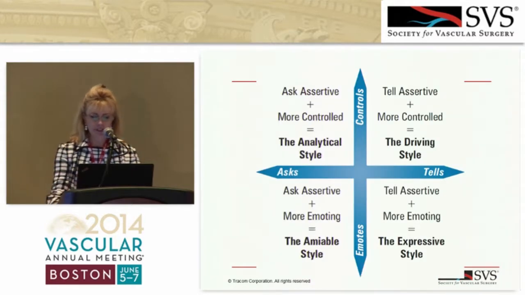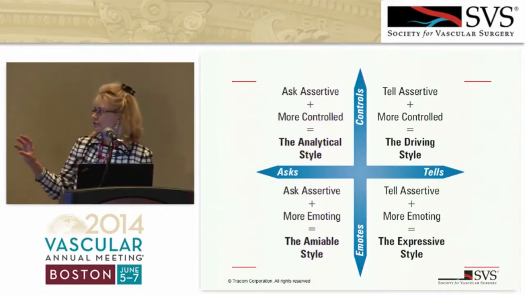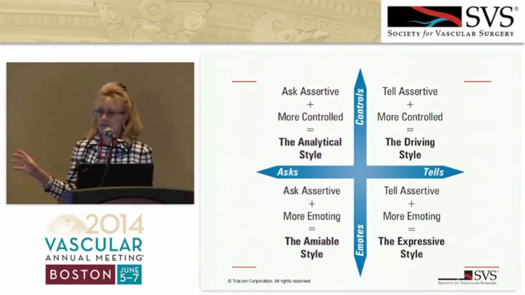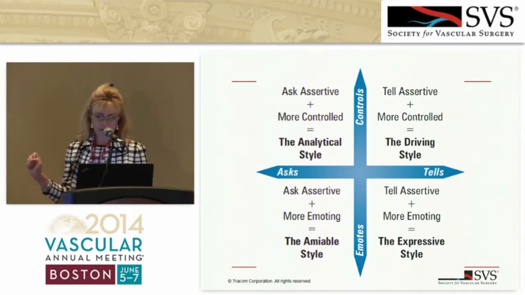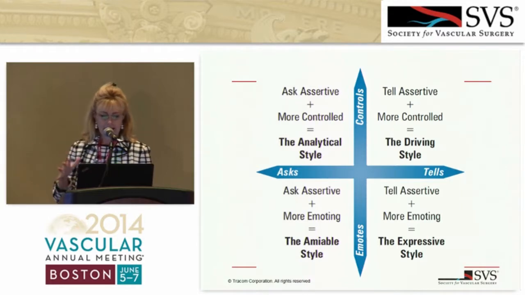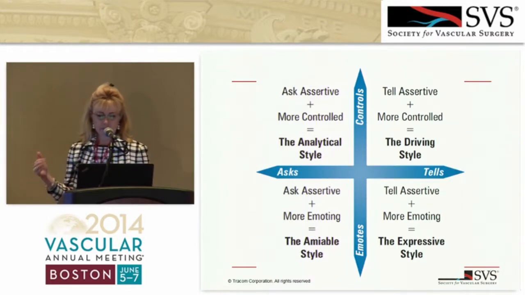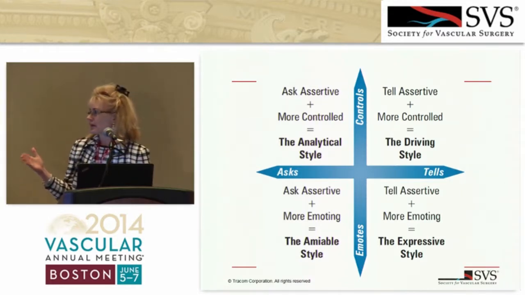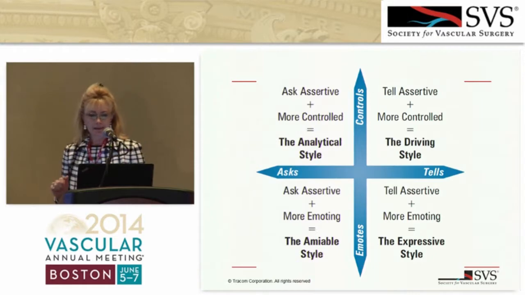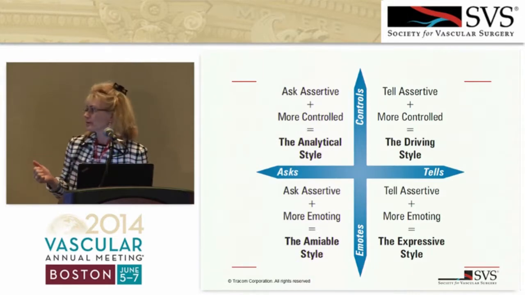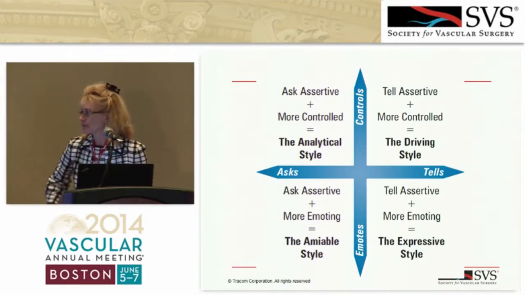So Bhagwan presented the 4 basic styles, and this slide has a little bit more detail on this. And again, these will be in your booklet: the analytical style, the driving style, the amiable, and the expressive. So again, asking and telling, and the difference between emoting and controlling. And you all could probably guess which corner I'm in, the top right one. And I just kind of assume that most people are in my corner. And I'll give you an example.